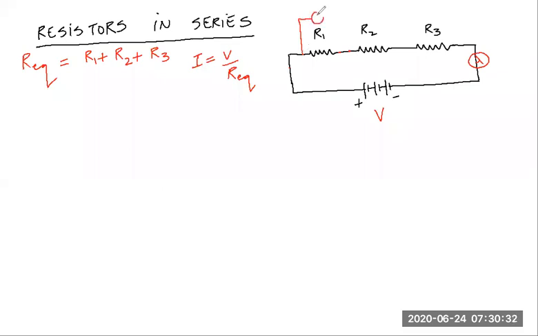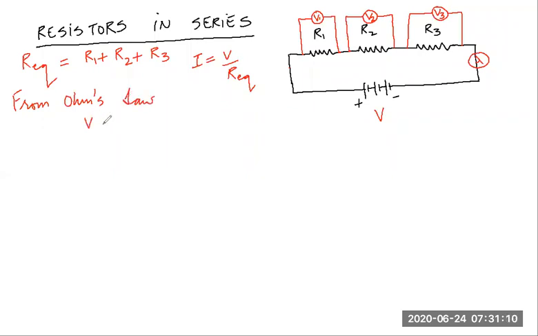Now what is the voltage across the first resistance? In order to find out, we can connect a voltmeter across the first resistance. Interestingly students, this voltage is V1, not the same as V. Now the voltage across the second resistance would be V2 and the voltage across the third resistance would be V3. From Ohm's law, you know very well that V is equal to IR.